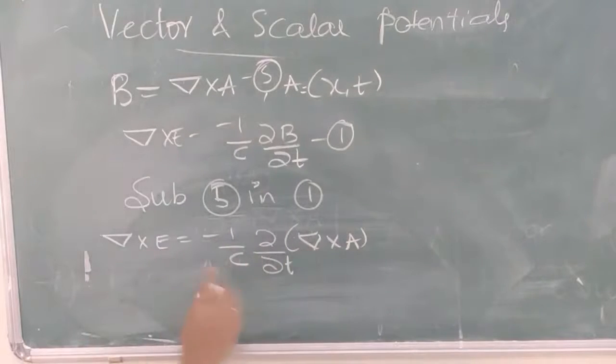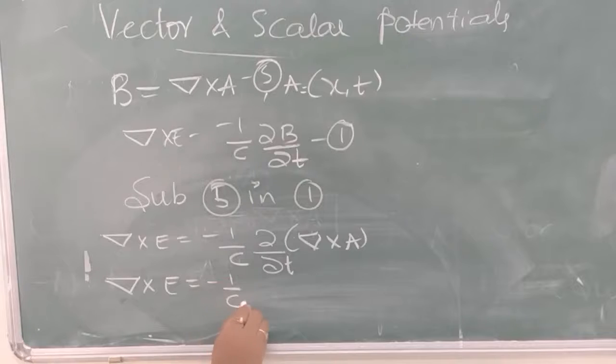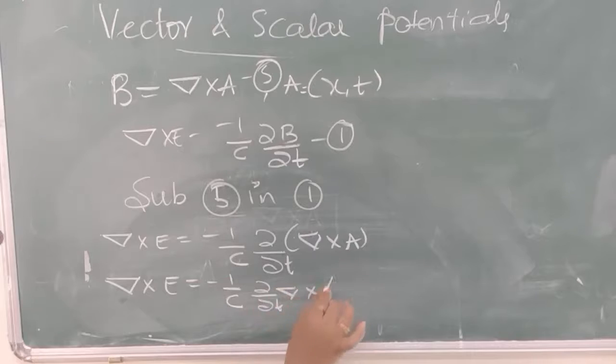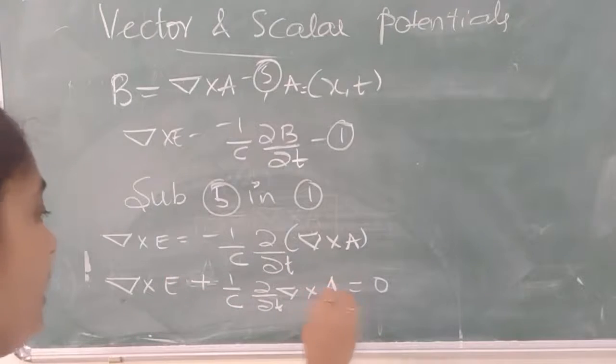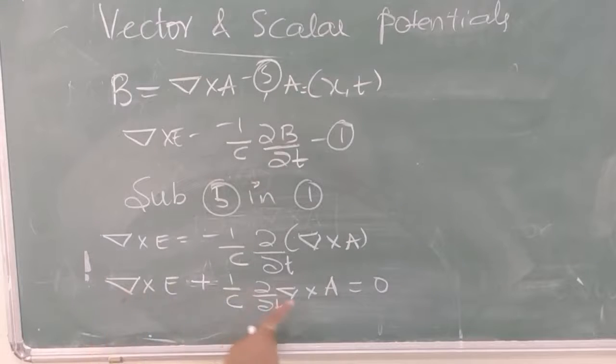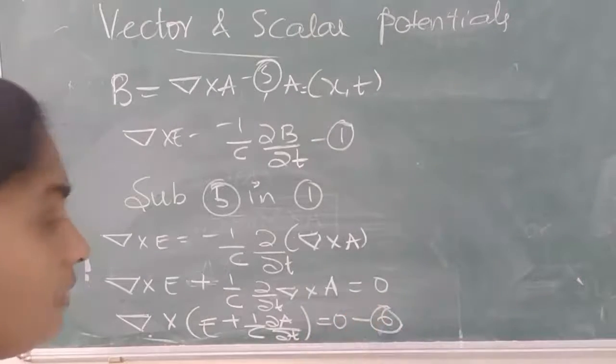Now from these terms, the next equation is del cross E is equal to minus 1 by C dou by dou T of del cross A. If this term goes to that side, it becomes plus, and I am simply writing this as 0. Now taking del common, what I get is del cross of E plus 1 by C dou A by dou T is equal to 0, and this becomes equation 6.